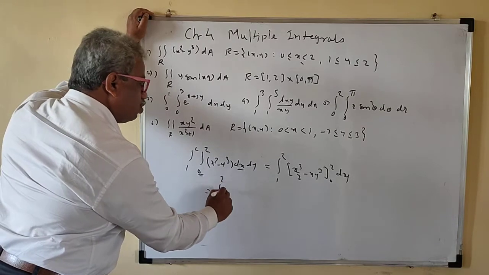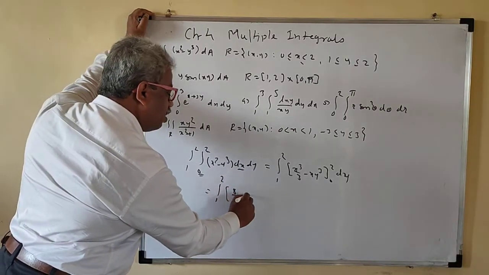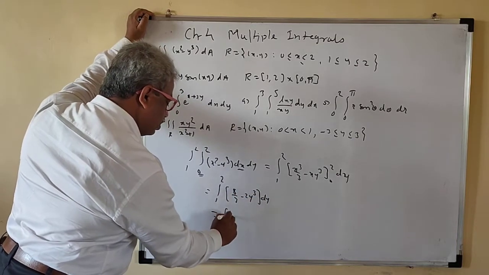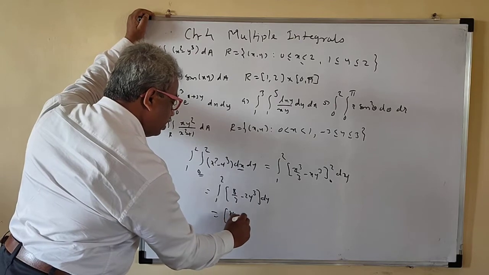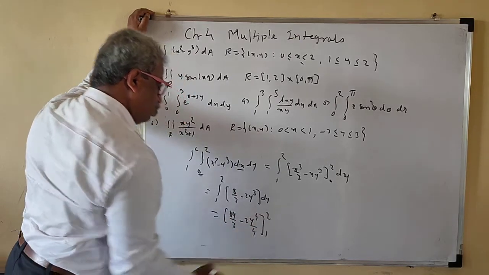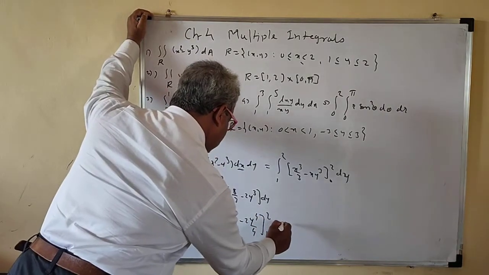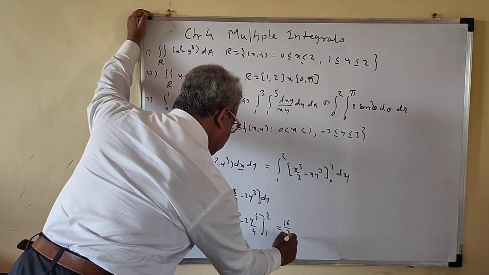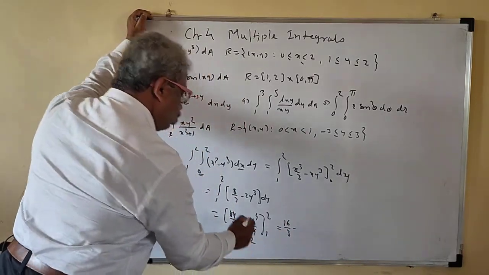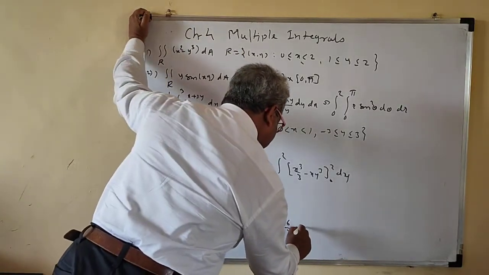So this is 1 to 2. You have to put x equal to 2. This is 8 by 3 minus 2 y cube dy. Now we have to integrate this: 8y by 3 minus 2 y raised to 4 upon 4, from 1 to 2. Just we will put 2 now here. So this is 16 by 3 minus 2 raised to 4 upon 2, which means 2 raised to 3, so this will be 8.